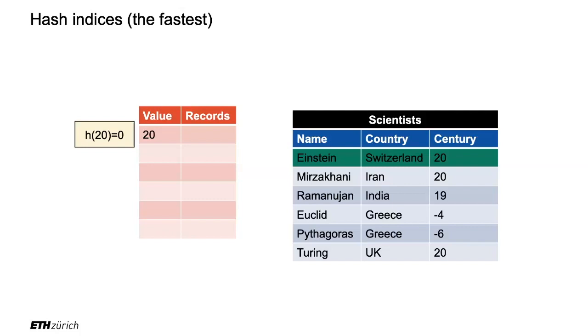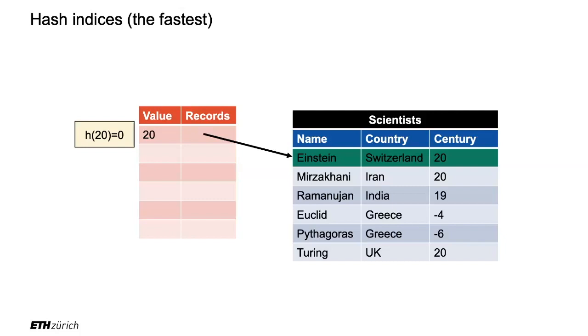So I'm going to put in there value 20 because I'm building an index on the century. I want to be able to efficiently retrieve by century. If I give you 20, then I want to have Einstein, Mirzakhani, Turing, for example. If I give you 19, then I want Ramanujan. So it means that I will have 20 here that points to the records with 20. So far, I've only built it for Einstein, so it points to Einstein, and then the rest will follow.